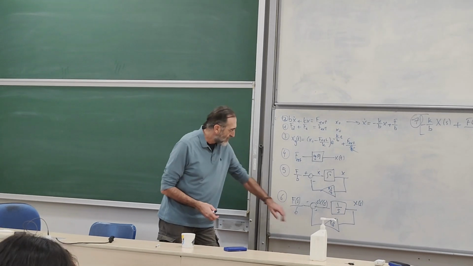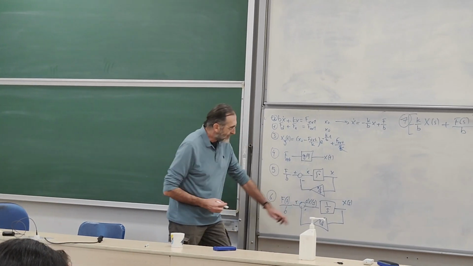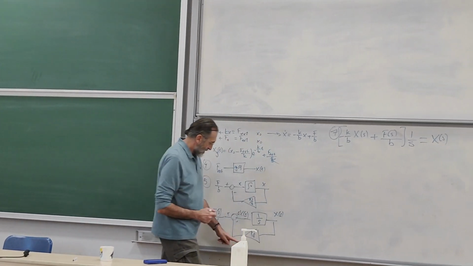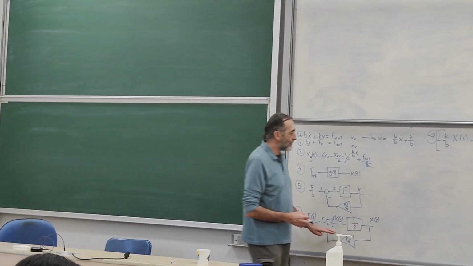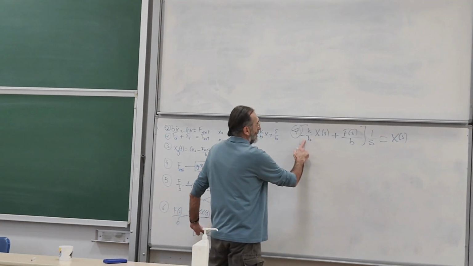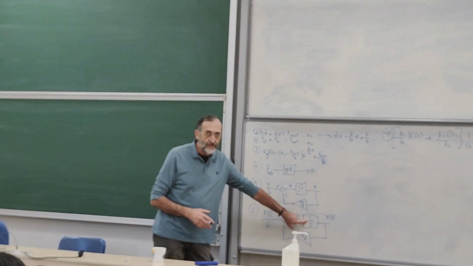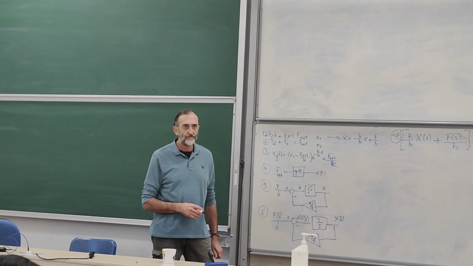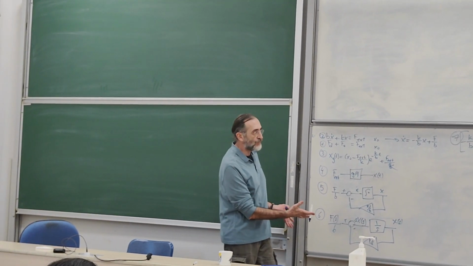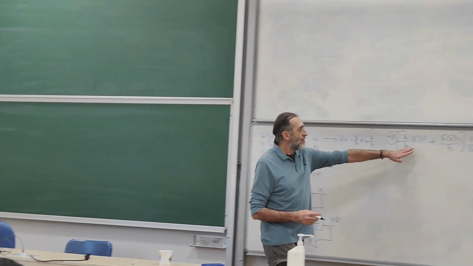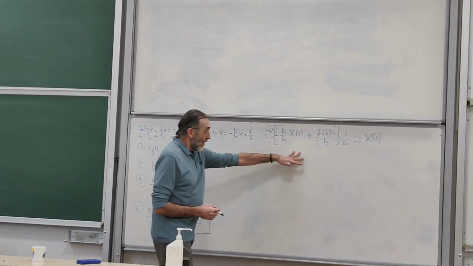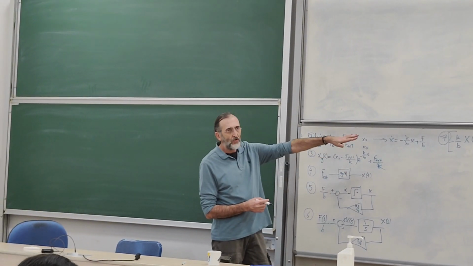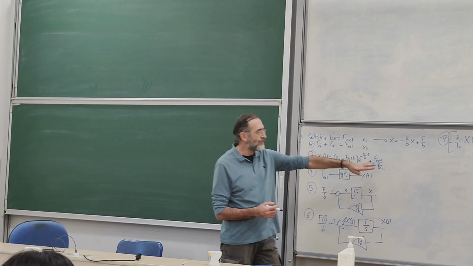It says, take X, multiply it by K over B, subtract it from this, okay, divide everything by S, that's equal to X of S. Okay? That's the block diagram, the video. So now I can manipulate this because I have no integral or anything like that. It's all algebraic, multiplication and division.